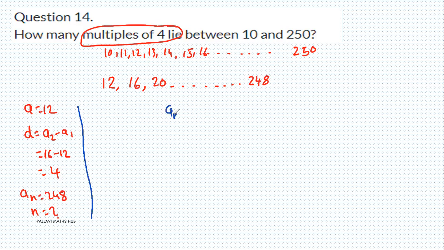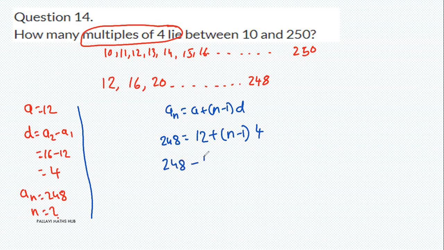Now, we know the formula: An is equal to A plus N minus 1 into D. An is 248, which is equal to the value of A, which is 12, plus N minus 1 into the value of D, which is 4. Next step, 248 minus 12 is equal to N minus 1 into 4. 248 minus 12 is 236, equal to N minus 1 into 4.